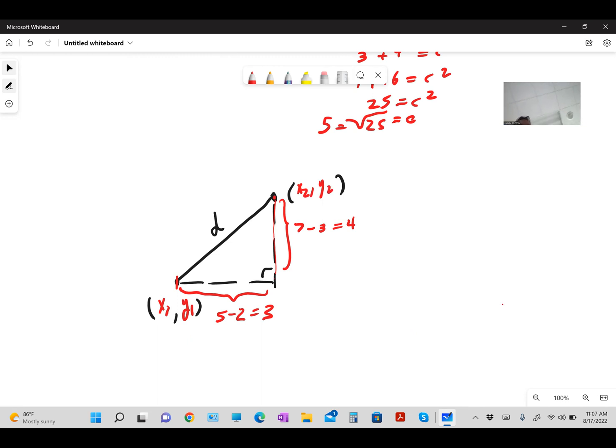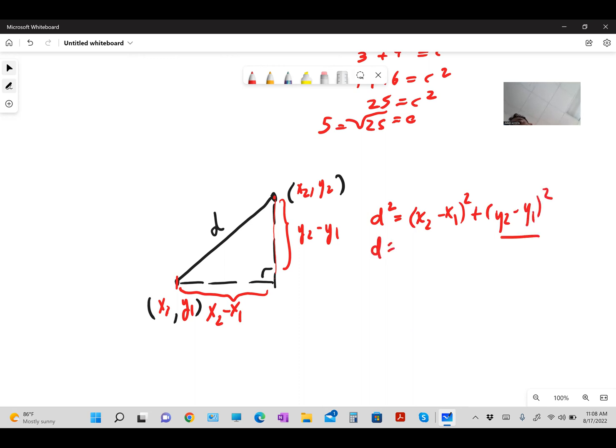So now this here, which was 3 before, is just take x of 2 and subtract x of 1. See that? And this here is y of 2 minus y of 1. And if this is a right triangle, then if I square this plus square this and square root that, I get that. In other words, d squared equals x of 2 minus x of 1 squared, plus y of 2 minus y of 1 squared. And then d must therefore equal the square root of x of 2 minus x of 1 squared, plus y of 2 minus y of 1 squared.